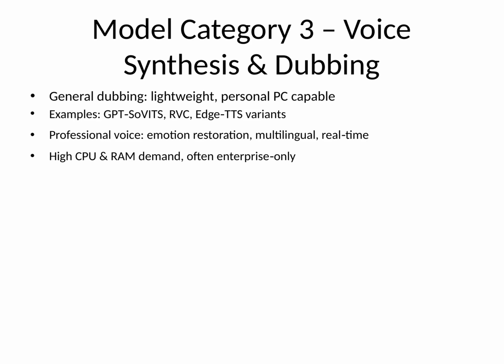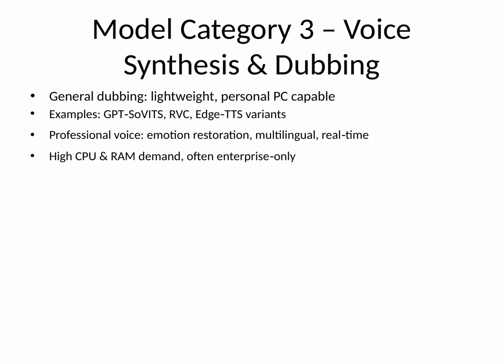The third category is voice synthesis and dubbing models. At the lightweight end, general dubbing systems can clone voices, convert speech styles, or generate narration using relatively modest hardware. Many of these tools can run on a personal computer with a decent CPU and enough RAM. They are useful for content creators, educators, and small studios.